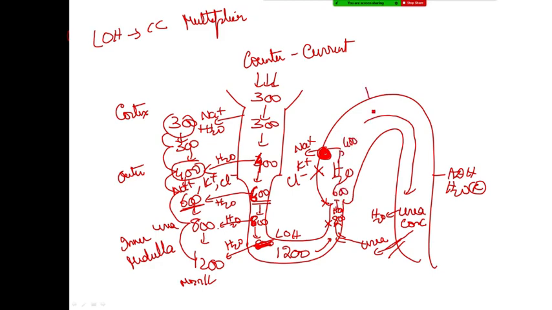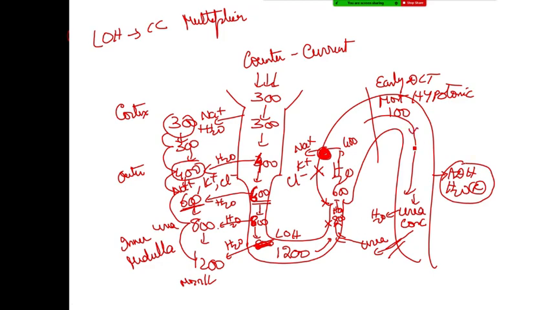So much so, by the time it leaves the thick ascending limb and enters the early distal tubule, it reaches its most hypotonic level. The osmolarity will be around 100. And as it comes lower down, if ADH is present, it causes water reabsorption. So the osmolarity will now again start increasing. And if maximum ADH is there, it will match with outside, 1200 milliosmoles per liter.